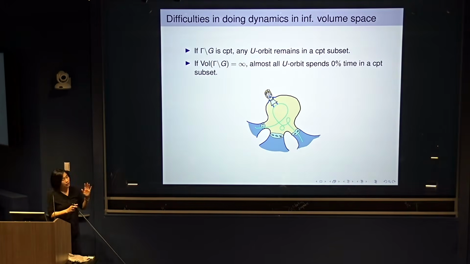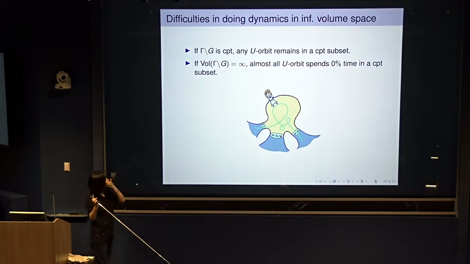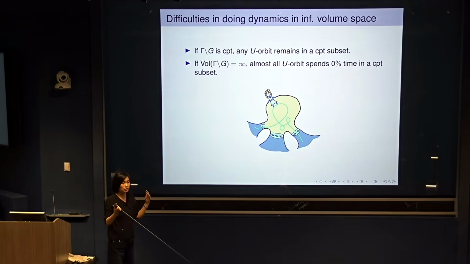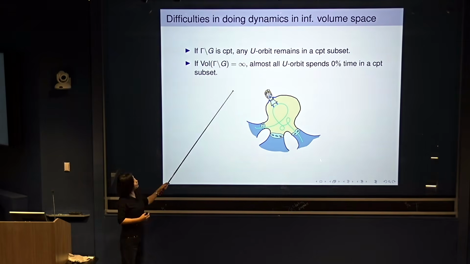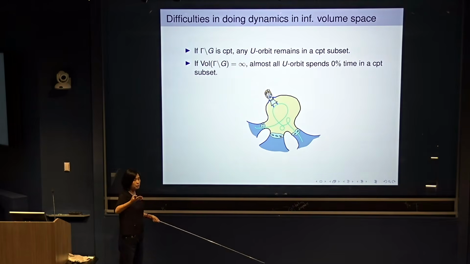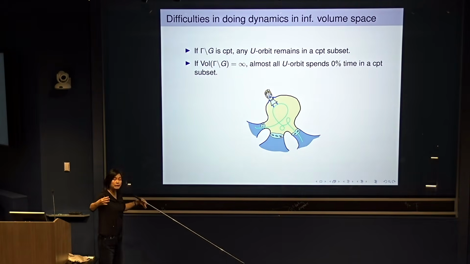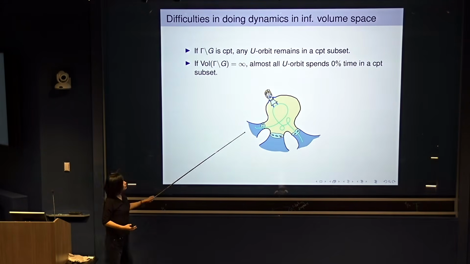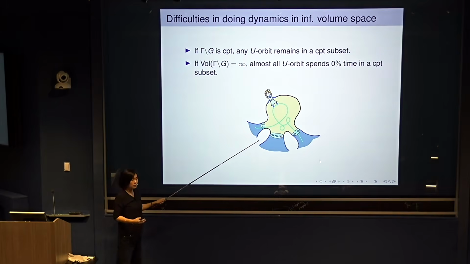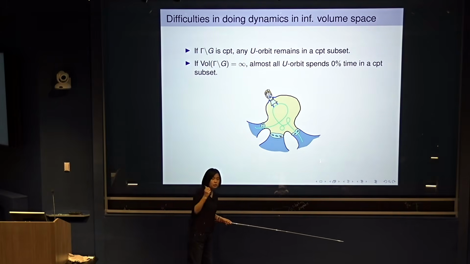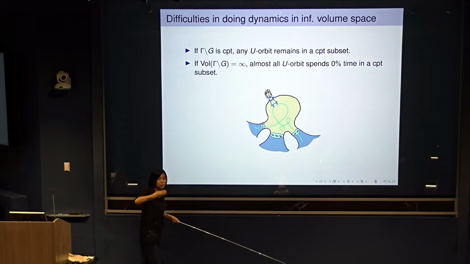Okay, so I just want to indicate what the difficulty is of doing dynamics in infinite volume space. What do you have to do moving from finite volume to infinite volume? When the space is compact, then when you consider the orbit of a subgroup, since the ambient space is compact, the entire U orbit remains in a compact subset. But when you have infinite volume, like in this picture, and you consider the U orbit, what does it mean? We want to understand the closure, right? By definition, closure means the set of accumulation points.